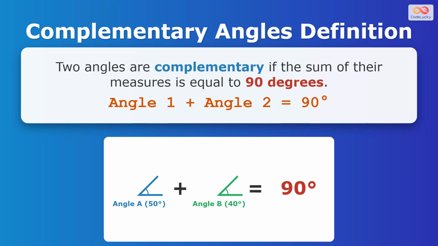So, what are complementary angles? The definition is simple. Two angles are complementary if the sum of their measures equals 90 degrees. It works like a math equation. Angle 1 plus angle 2 equals 90.